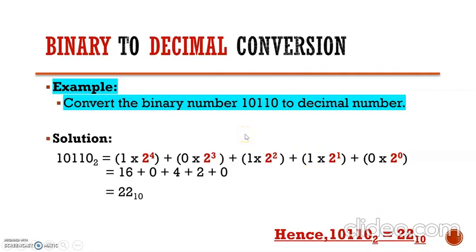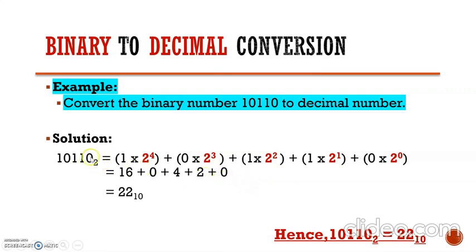This is an example. Convert binary number 10110 to decimal number. Okay. Now we write like this. Okay. Don't draw any table for this one. I would prefer you do like this. This is, I think, easier to see what you are doing.